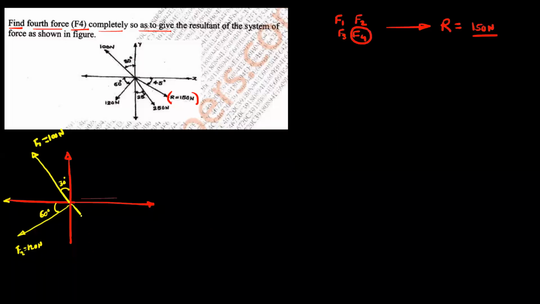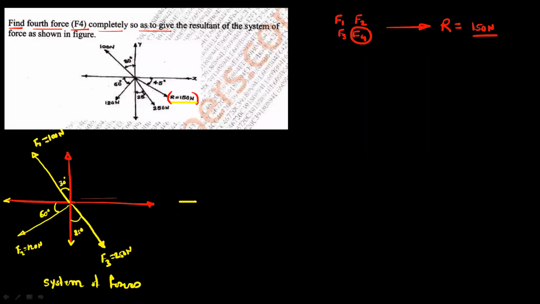Next is 250. This is F3, and its angle is given with respect to the negative y-axis, which is equal to 25 degree. And this is not one of the four forces, it is the resultant. This is called a system of forces, and it is equivalent to the resultant system.